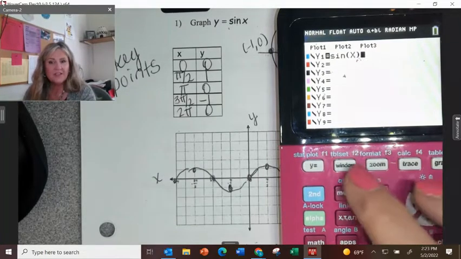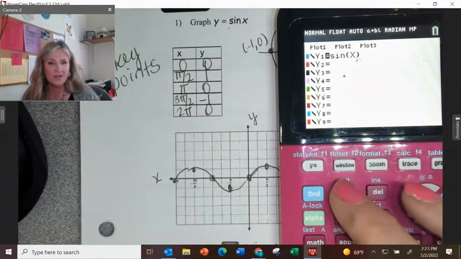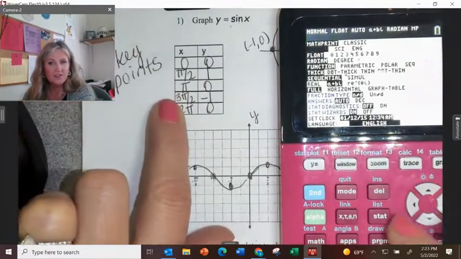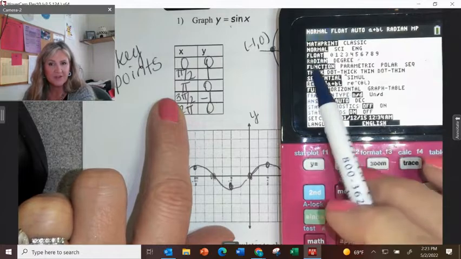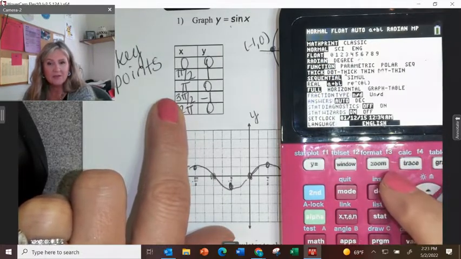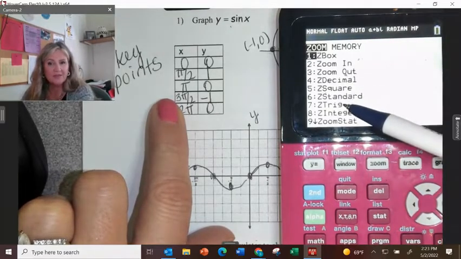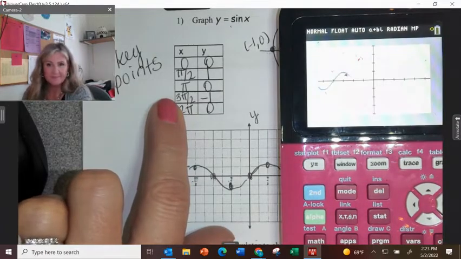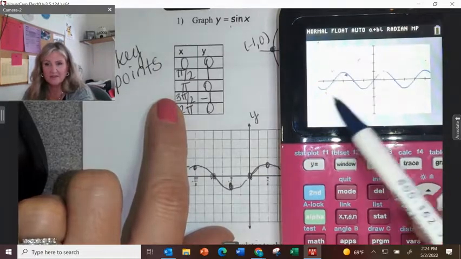Now, you need to check your mode first of all. You can actually be in degrees or radians and it will work, but how are we setting this up? In what mode? So go ahead and change your mode to radians. Make sure you have radians under mode. And now what I want everybody to do is a zoom. What are we working on right now? Trig. So we're going to do a zoom trig, which is number 7. And the calculator will graph for us.